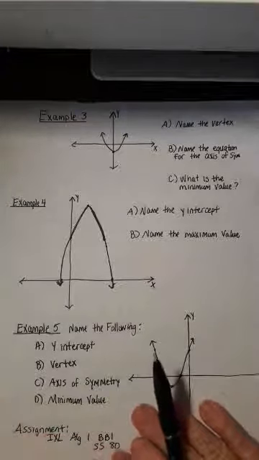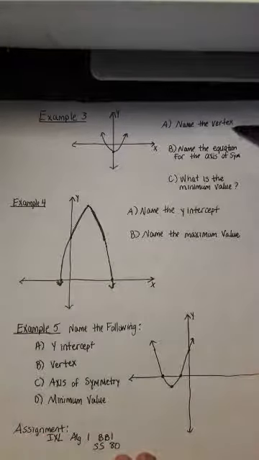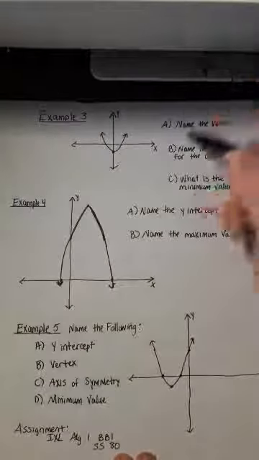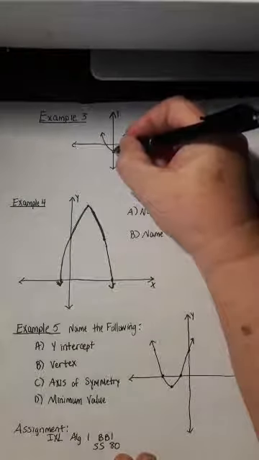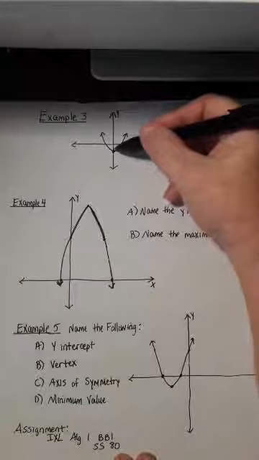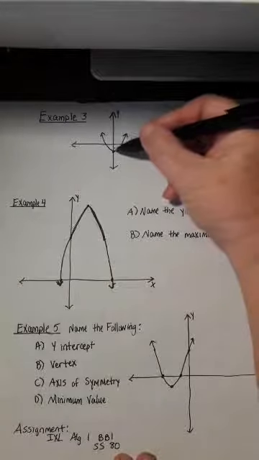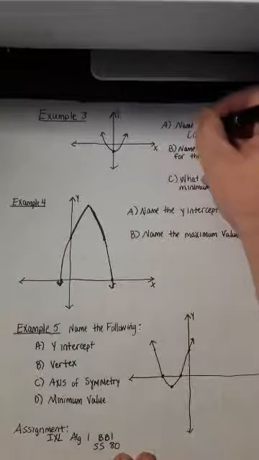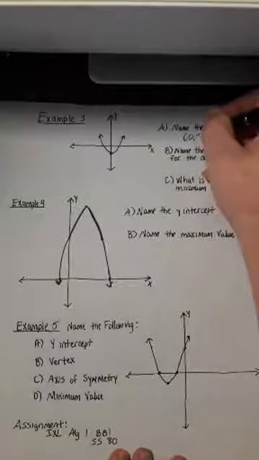First thing is to name the vertex. So look over here at your parabola. Remember, the vertex is the point at the very bottom or the very top if it's turned the other way. But it's the point at the very bottom in the center. So that point is 0, -1.